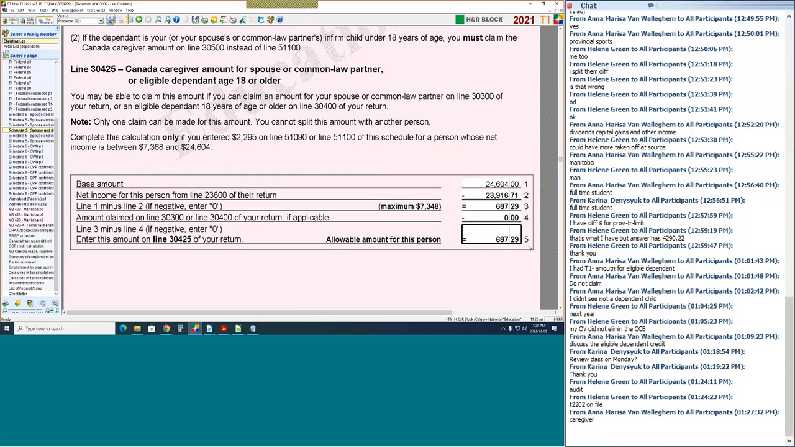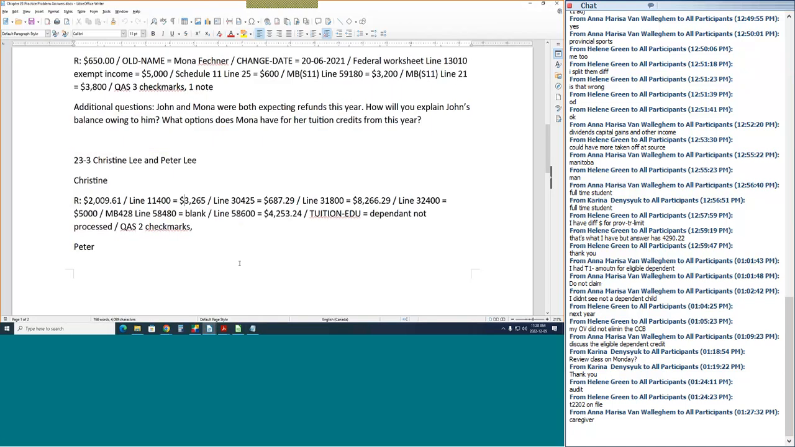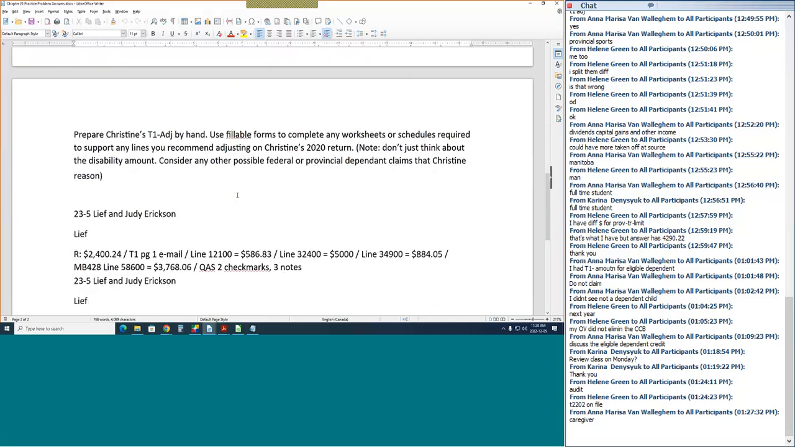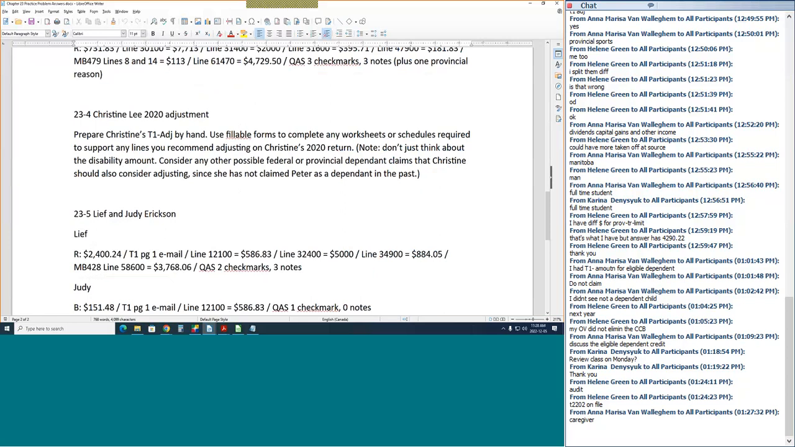Okay, data entry wise, fairly straightforward. If you have any questions, let me know. But what I would like to do next is talk about 2020. So we got some instructions for 23-4 that said, think about 2020. And what I hope you did is calculated the disability transfer and the caregiver amount, because if we're doing an adjustment, we're going to do one adjustment.